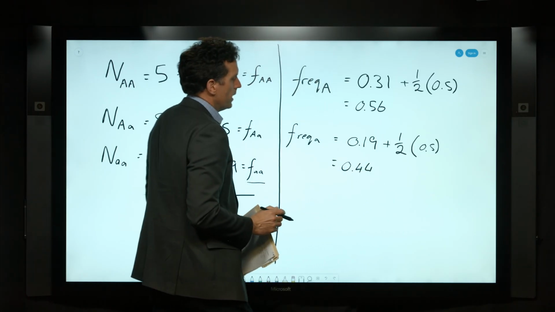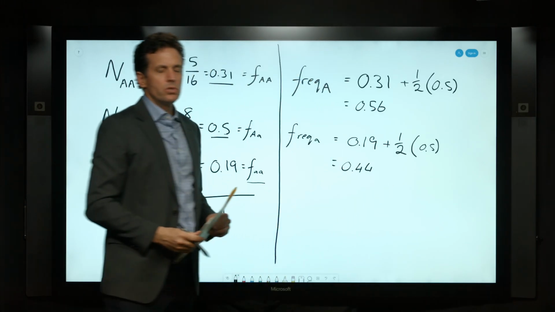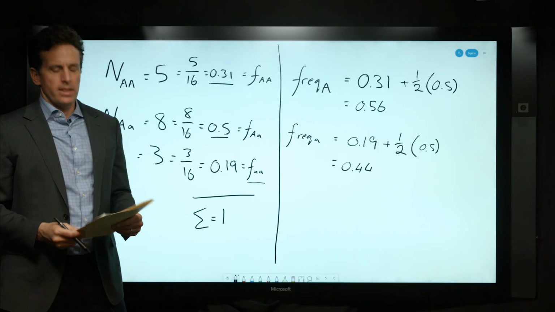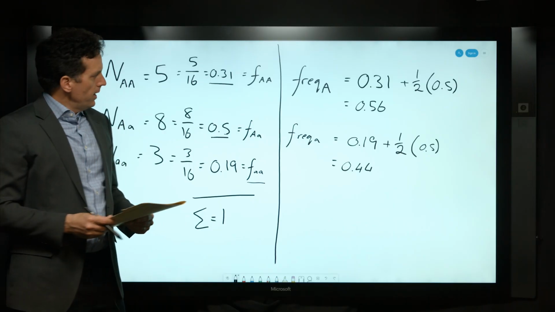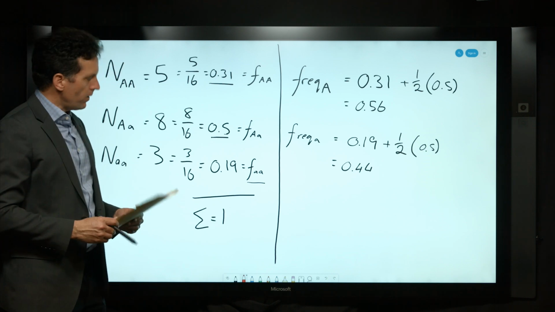And of course, 0.56 plus 0.44 is equal to 1. And so since we only have 2 alleles, that is as we would expect. And so we can generalize this now to the following formulas.